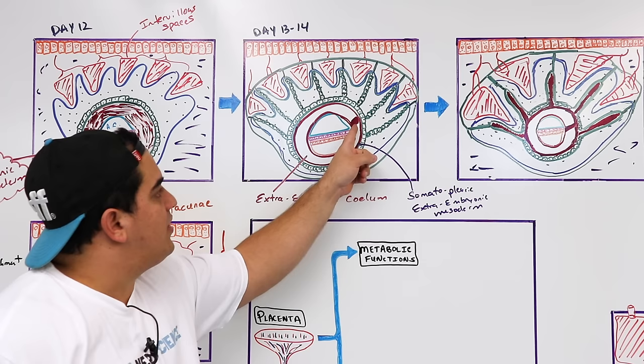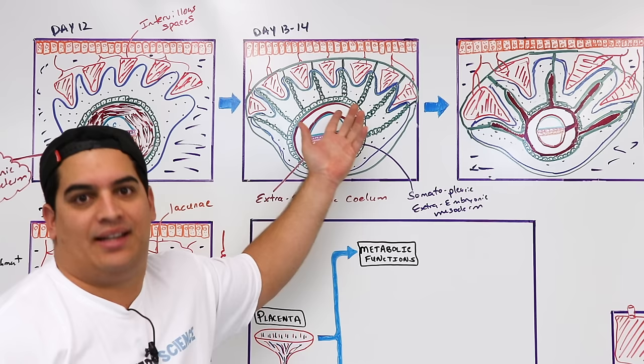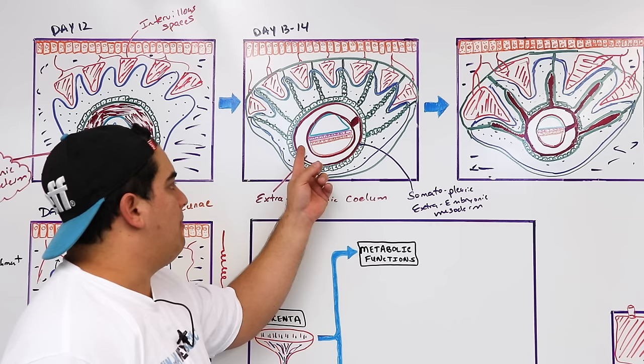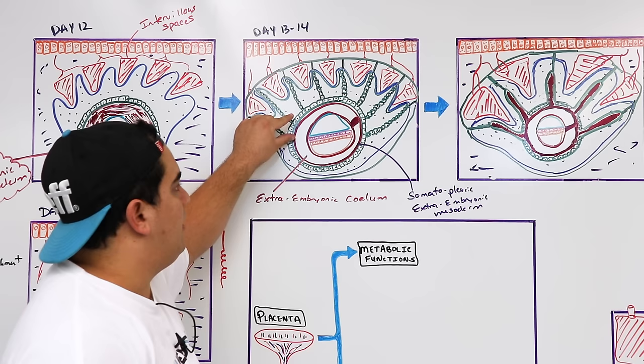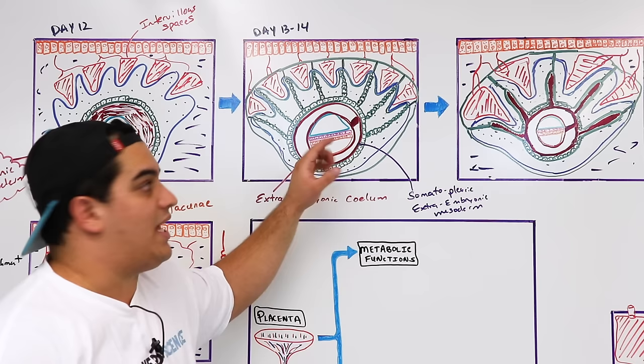You see this little stalk here that's connecting the somatopleuric to the splanchnopleuric? That's called the connecting stalk. To be consistent with everything, the most important part here is the extraembryonic coelom. It used to just be all mesoderm. The mesoderm starts getting broken down, and some starts adhering to the outer part near the cytotrophoblastic layer, and some adheres to the inner part near the amniotic cavity and primary yolk sac. The one that adheres innermost is the splanchnopleuric layer.